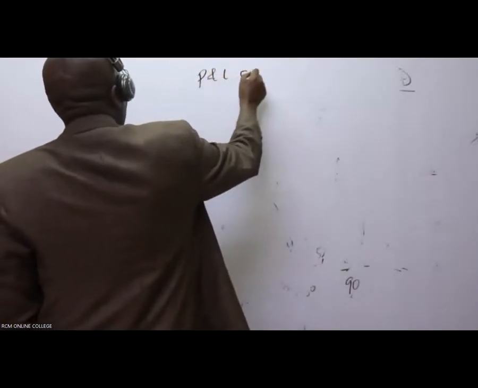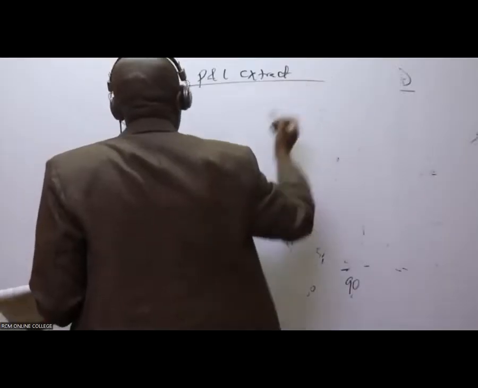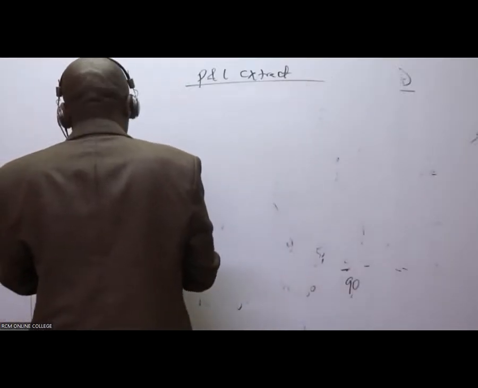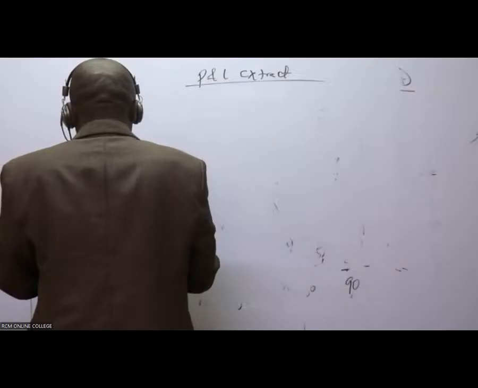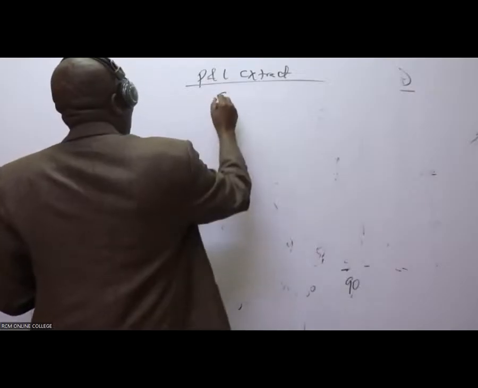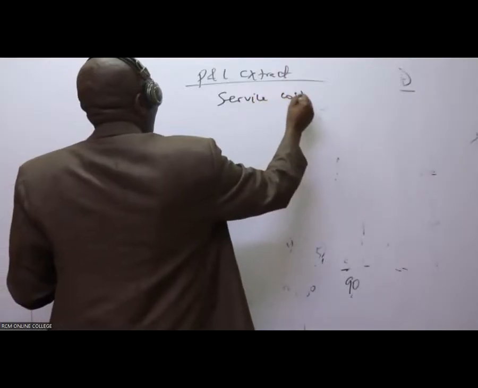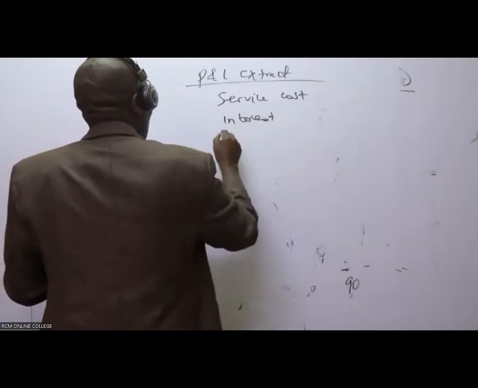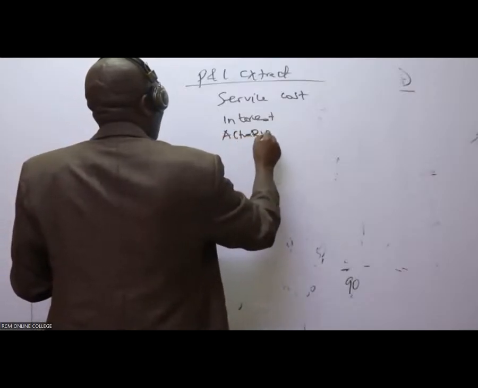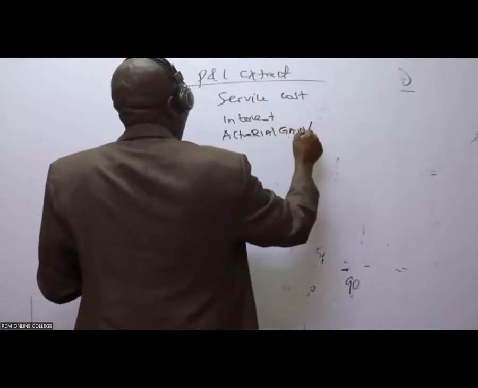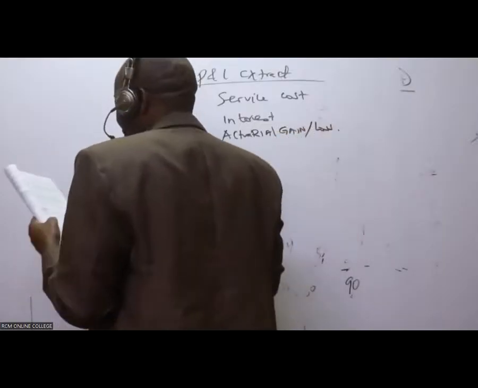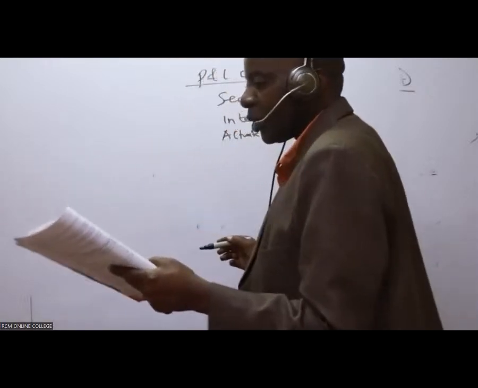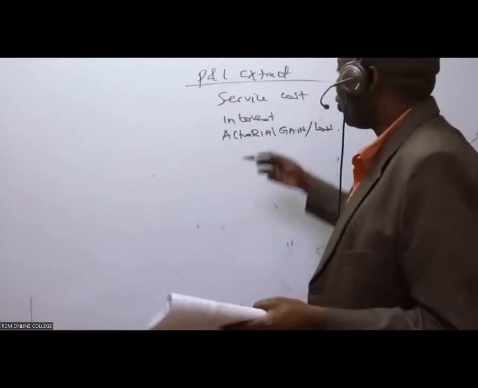So, ladies and gentlemen, let me do the extract. Of course, the balance sheet is very easy. I'll do, in this case, the P&L extract. I'm trying to explain how I'm doing this. In the profit and loss extract, what do we need? I would need service cost. I would need interest. I would need the actuarial gain or loss. It's only 1 year given here.